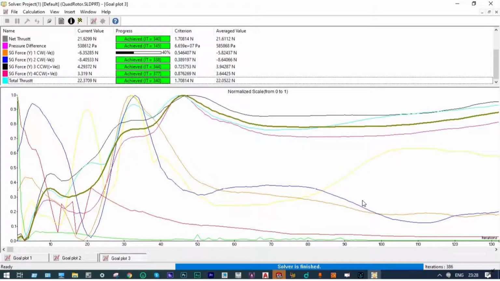The solver is finished. We can see the results from the solver window. The net thrust is 21.92 Newton, which is equal to upthrust minus the weight of that object. That means the object is capable of moving up. And also we can see the pressure difference is very high, which is responsible for driving the quadrotor in the upward direction. Let us close this solver window and we'll see the results from the cut plots. At the same time, we'll see the dynamics of flow particles also.